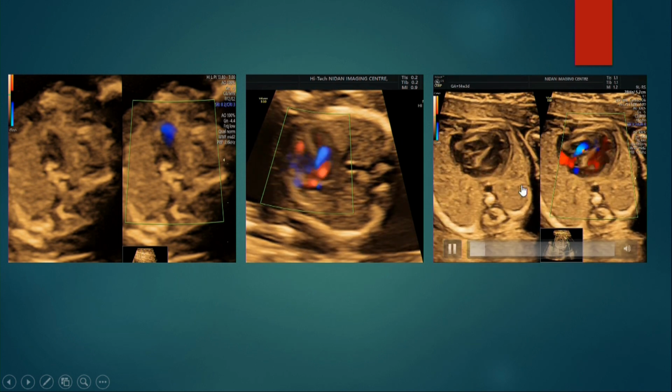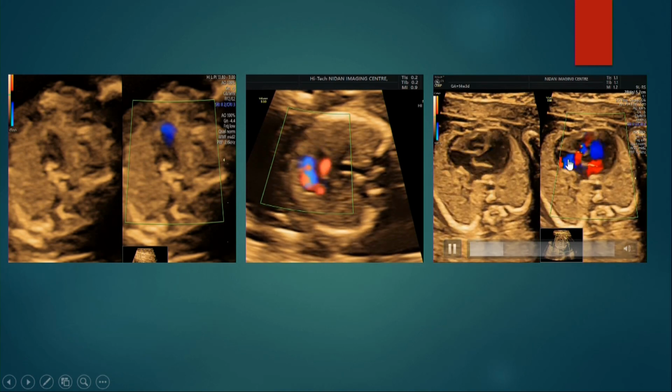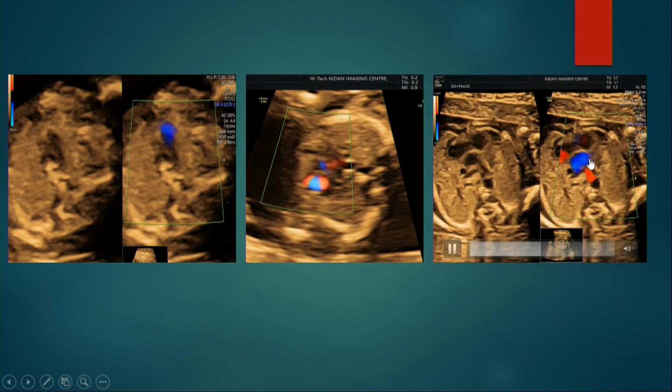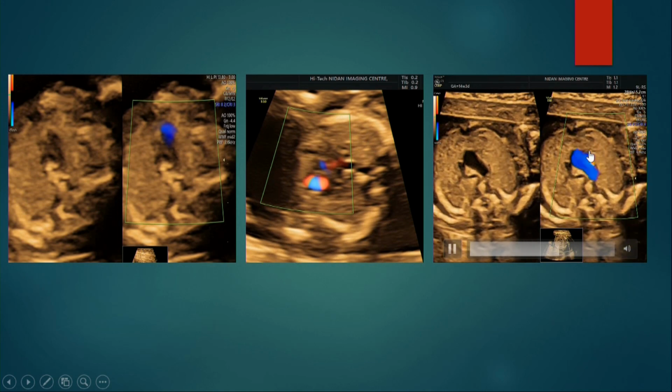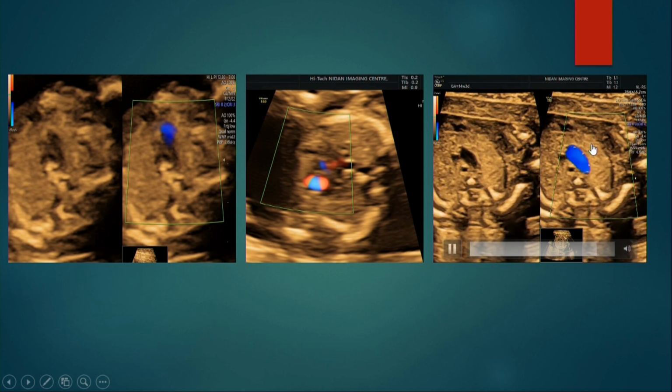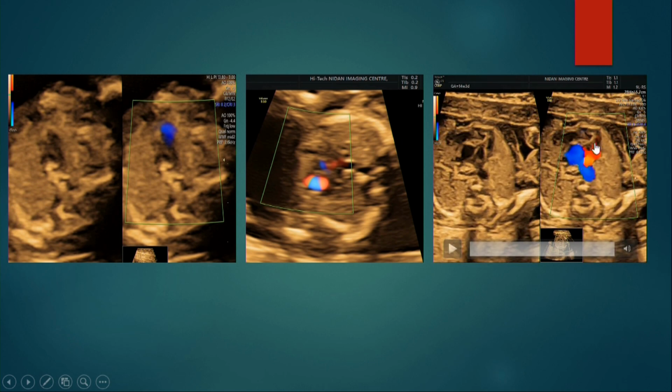Now look at the last one. This is a significant TR. IVS is intact. Right ventricle is small. And look at the outflow tract. This is the pulmonary artery, which is showing a retrograde flow. It's a pulmonary atresia. IVS is intact, so it becomes PAIVS.